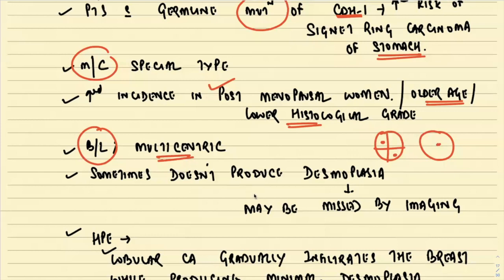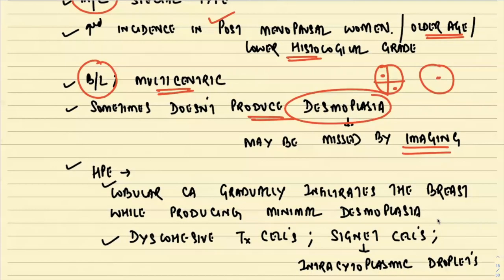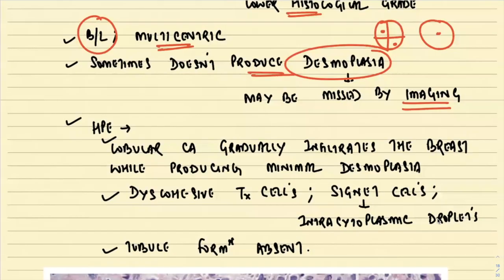Now, remember, lobular carcinoma doesn't produce that much desmoplasia, so it might be missed by imaging studies. As I showed you one particular variety, it didn't have. Is it clear to everyone?